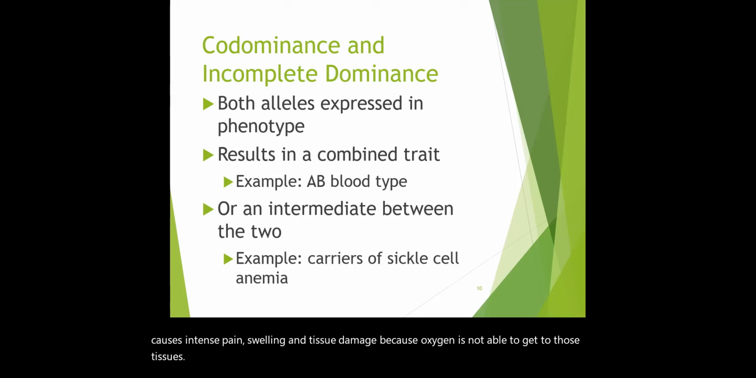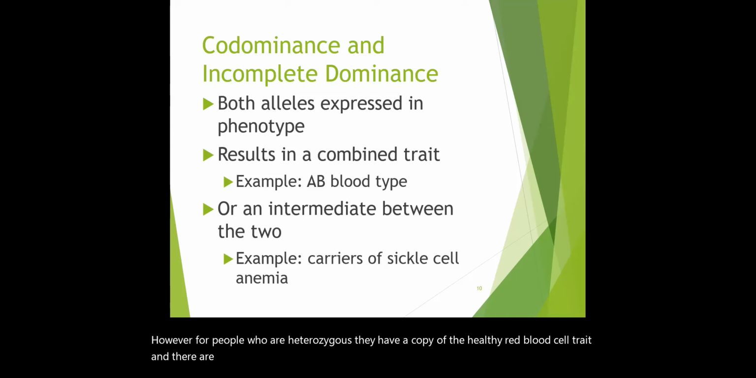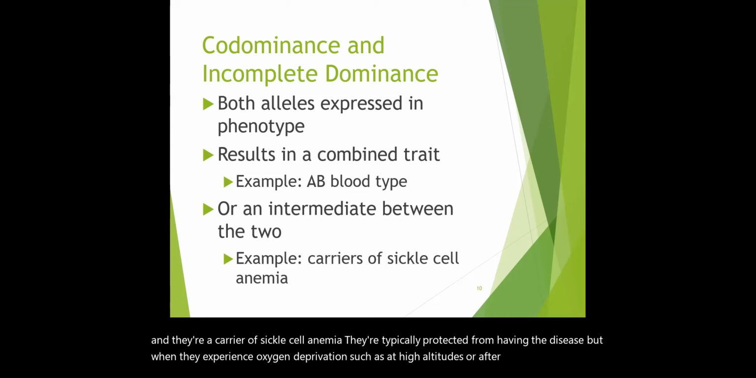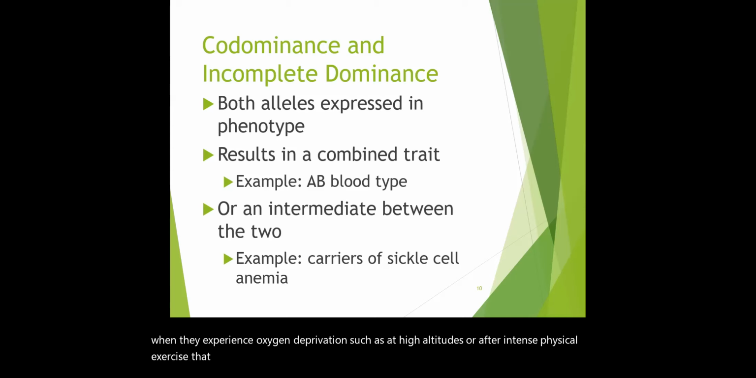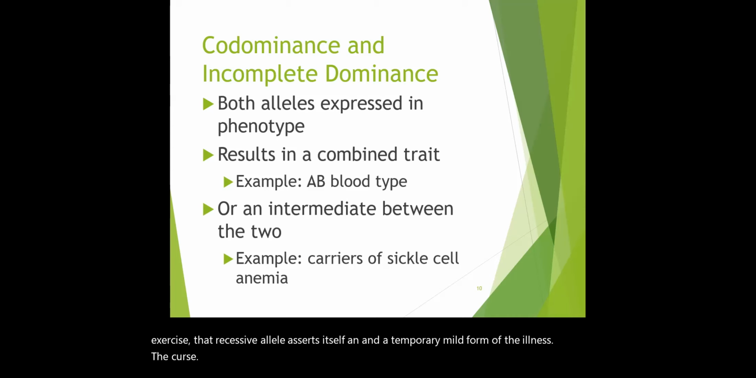However, for people who are heterozygous, they have a copy of the healthy red blood cell trait and they're a carrier of sickle cell anemia. They're typically protected from having the disease, but when they experience oxygen deprivation, such as at high altitudes or after intense physical exercise, that recessive allele asserts itself and a temporary mild form of the illness occurs. So you get a little bit of that intermediate for that situation.